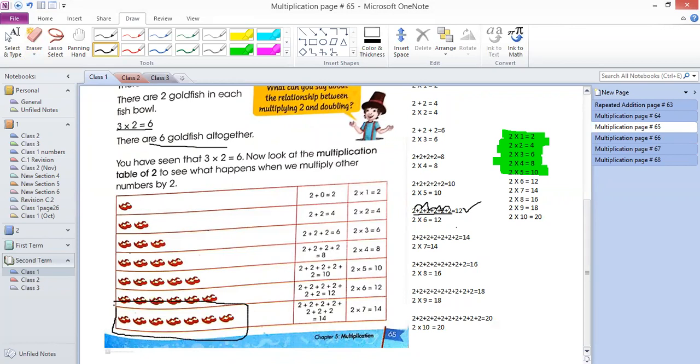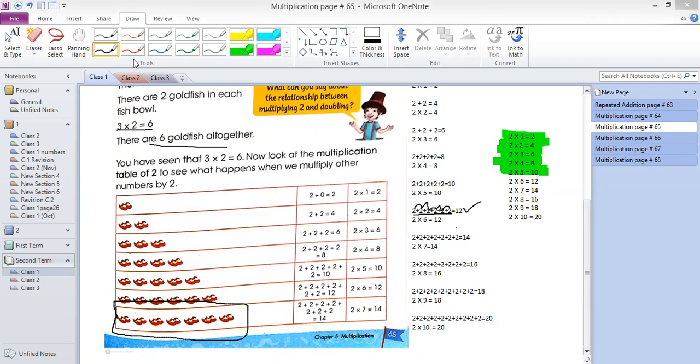Okay, now you have to count here how many groups there are. How many groups of fishes are there? Yes, guys, tell me how many groups of fishes there are. Count and tell me. 7. Seven groups.